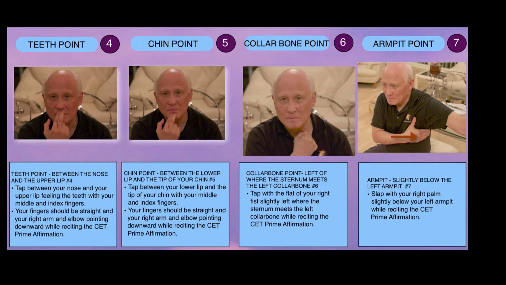The next point is the armpit point. The armpit point is slightly below the left armpit. Slap with your right palm slightly below your left armpit while reciting the CET Prime affirmation.